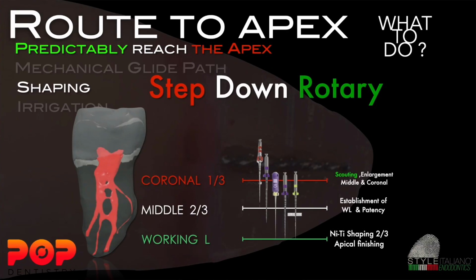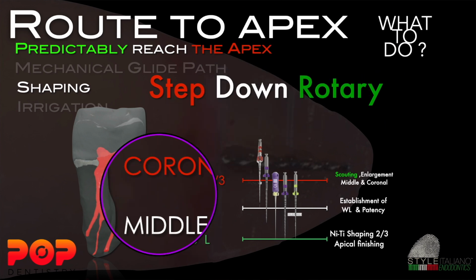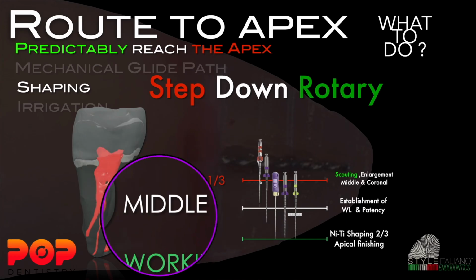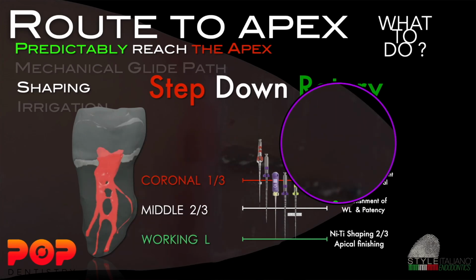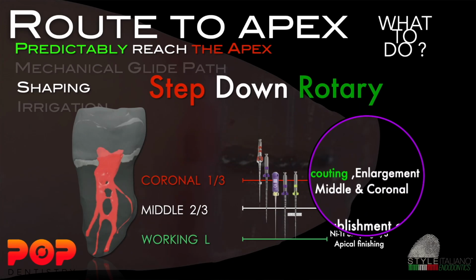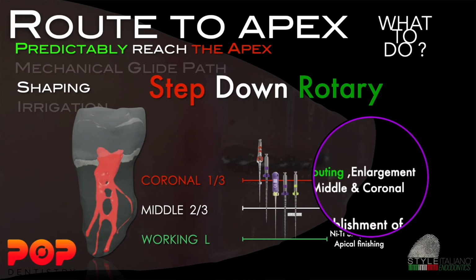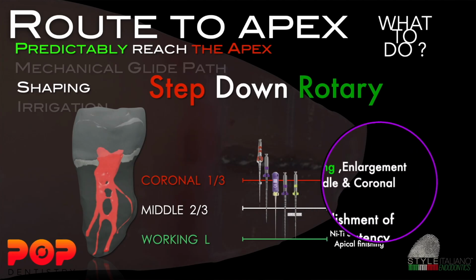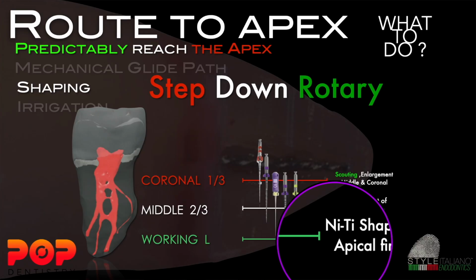What about the shape? If you want to facilitate shaping, we have to go with the step-down technique. The step-down technique is dividing the canal into coronal 1/3, middle 1/3, and apical 1/3. Okay, so what we will do is the scouting and enlargement of the middle and the coronal part. After that, establishment of the working length and the patency, then the apical finishing.